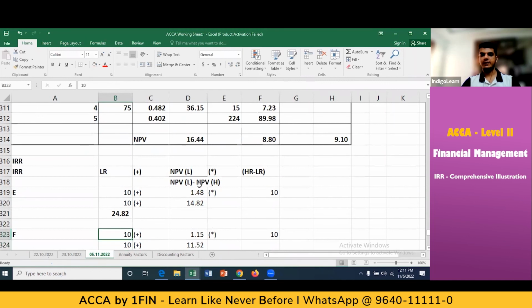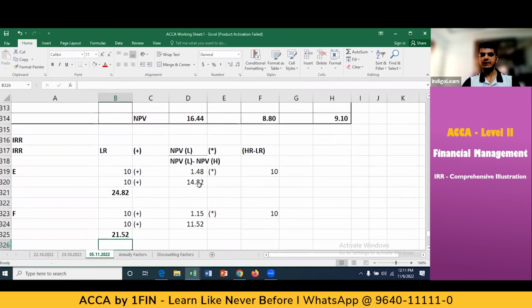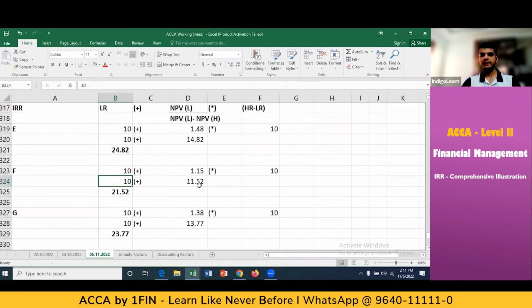Same way we can do it for F and G, coming to 21.5 and 23.77. This question is very important as you will revise all the concepts. Please cover all the concepts that we have covered, all 3 chapters, NPV, IRR, everything. It is very important. It is a building block.